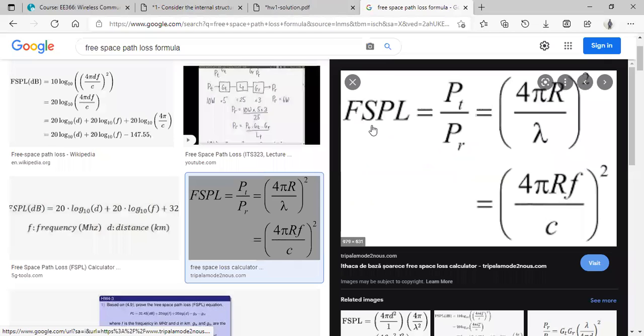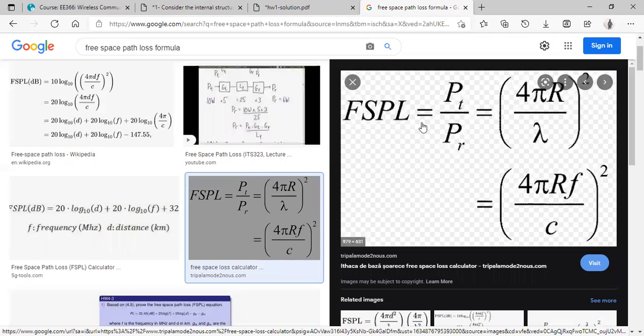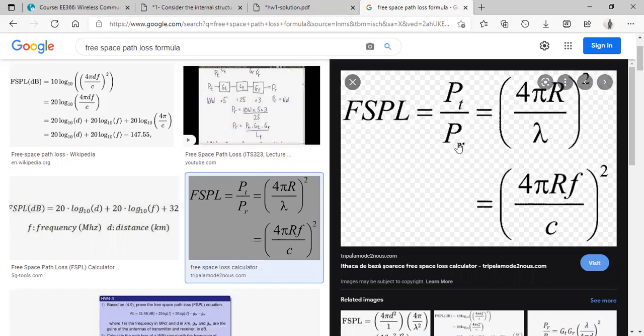Okay, the free space loss, the free space path loss, right? Excuse me, it was supposed to be PT upon PR. I said it wrongly before. So the free space path loss, or FSPL, is basically equivalent to PT divided by PR. Converting this value, PT upon PR, into dB is going to be 10 log of PT divided by PR.